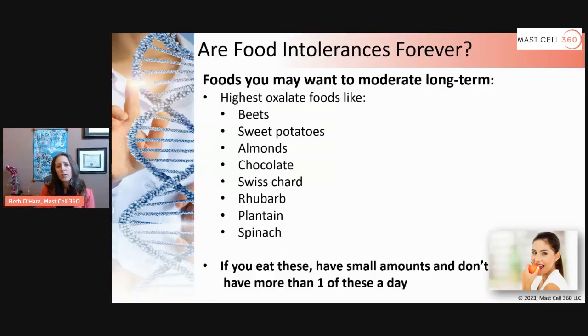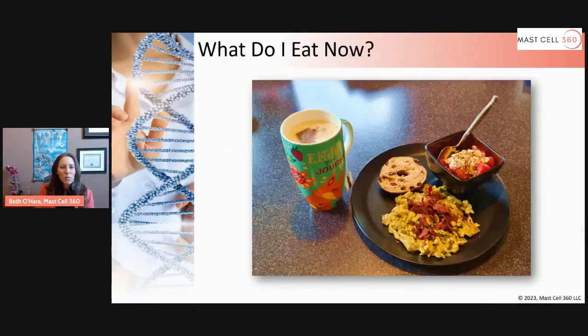So if you do have these, then just have a little bit, but it doesn't mean you can't ever have any of those again. And I wanted to show you my typical Sunday brunch. This is a brunch that I had, to show you what I'm eating these days.